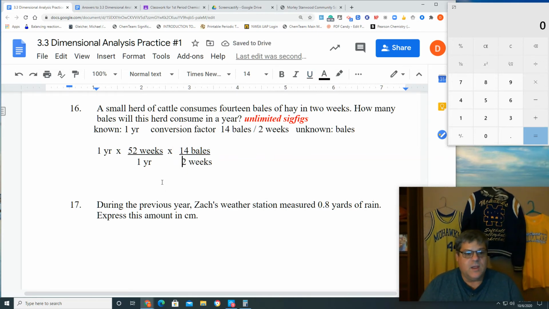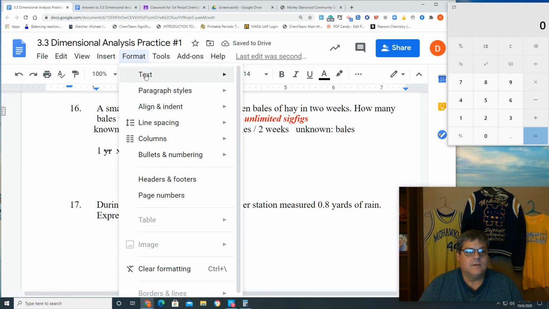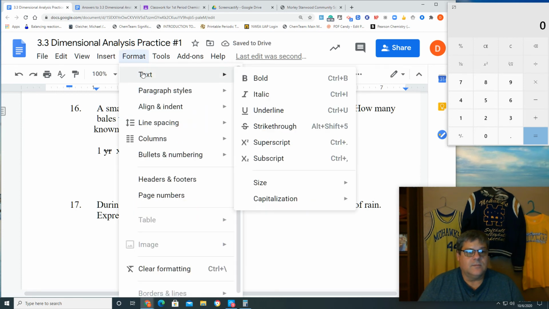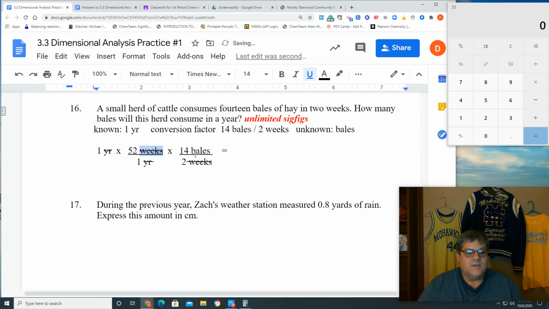Again, this is good practice for getting to the stoichiometry that we're going to get to at the end of the class. So we're in bales. That's what we're looking for, how many bales in that 1 year. So we can put our equal sign in there, and then get rid of all the units that are on top and bottom. We get rid of 1 year, so we strike through that. I have weeks on top and weeks on bottom, so we get rid of weeks. So we're left with bales.